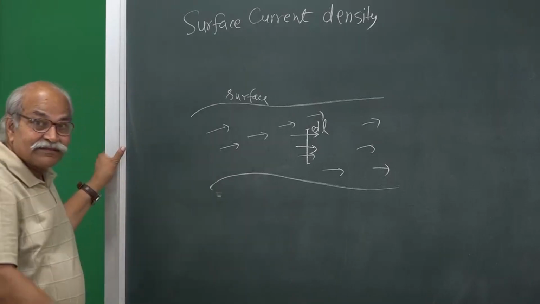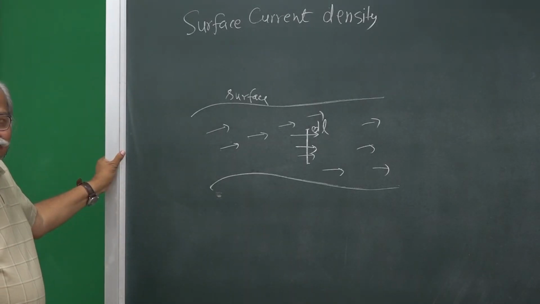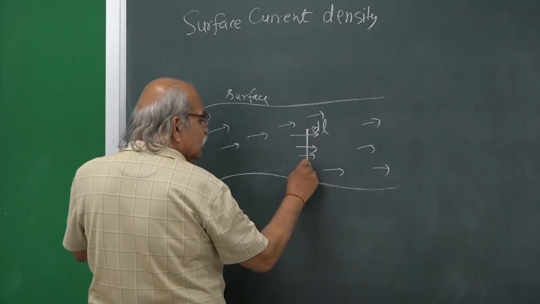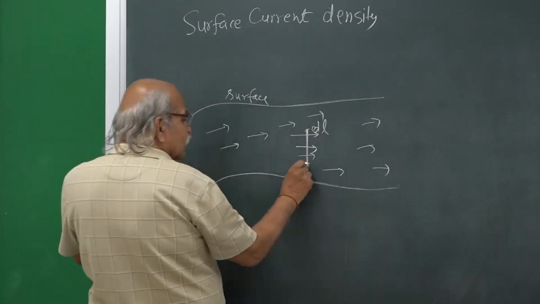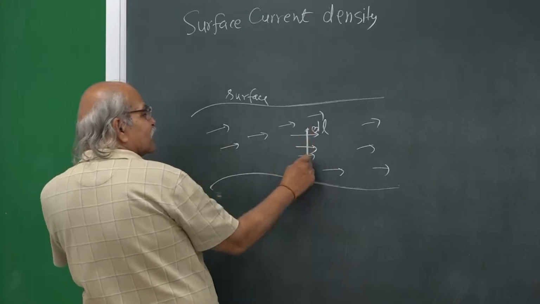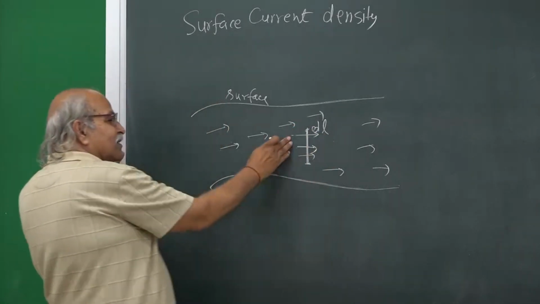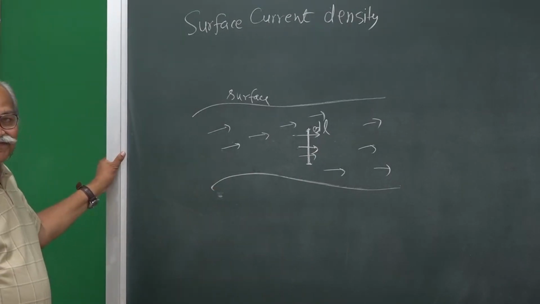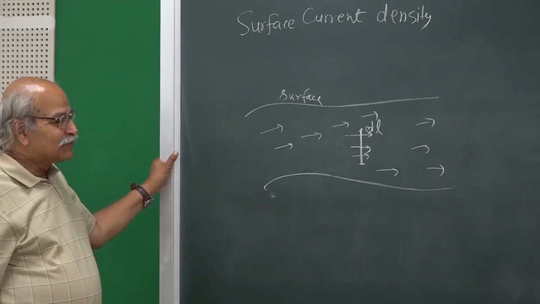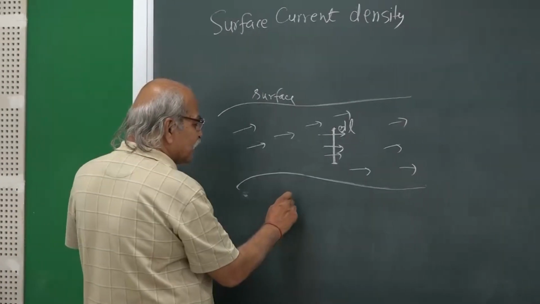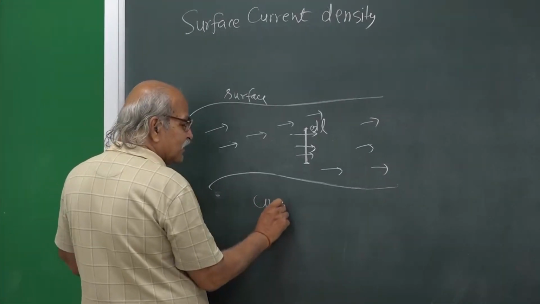This is a line on the surface, and then you ask how much charge has crossed this line from left side to the right side or right side to the left side. So, that will define the current. First you define the current. How do you define the current?